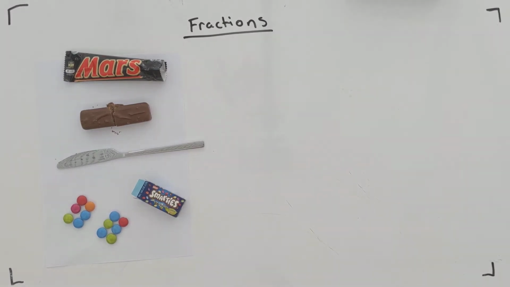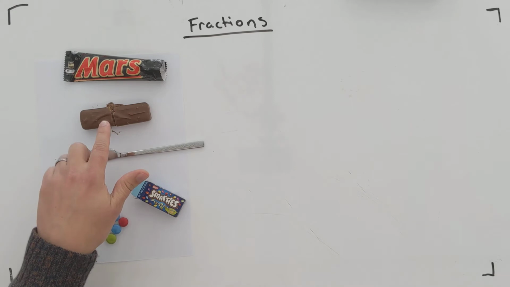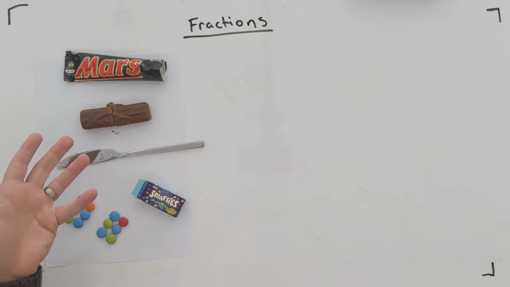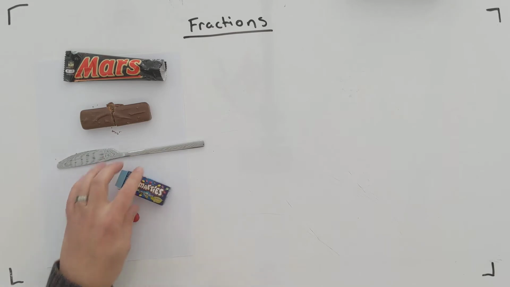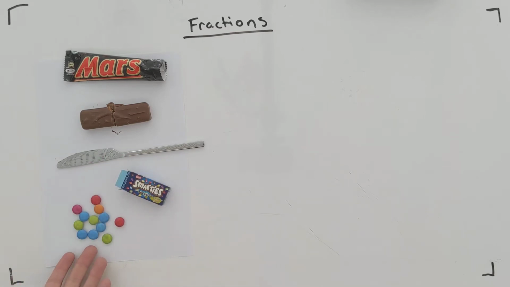Hey mathematicians, let's talk a little bit more about fractions. Nothing quite grabs our attention like chocolate, so let's have a look. Here I've got a Mars bar. It's a whole Mars bar. And here I've got a packet of Smarties. I think I counted 12 Smarties in that packet, a group of Smarties.